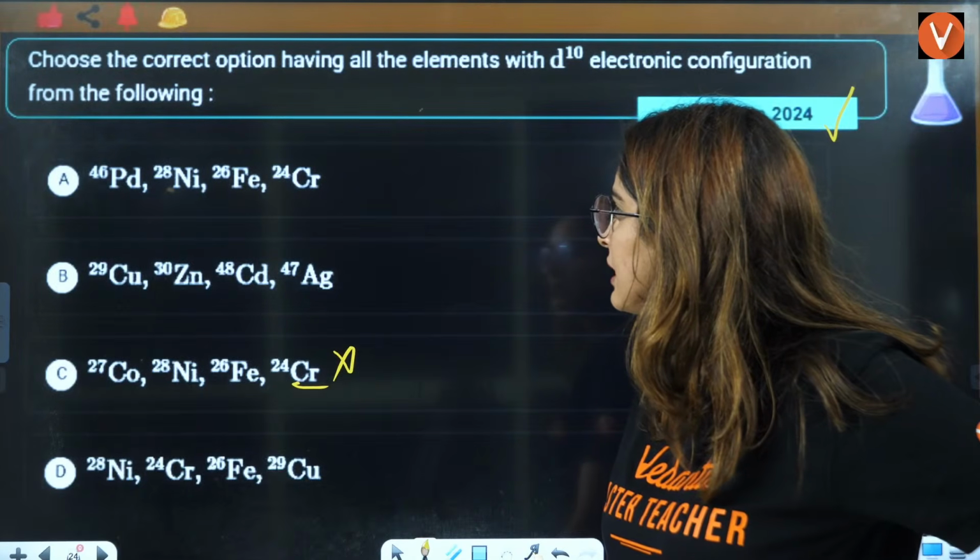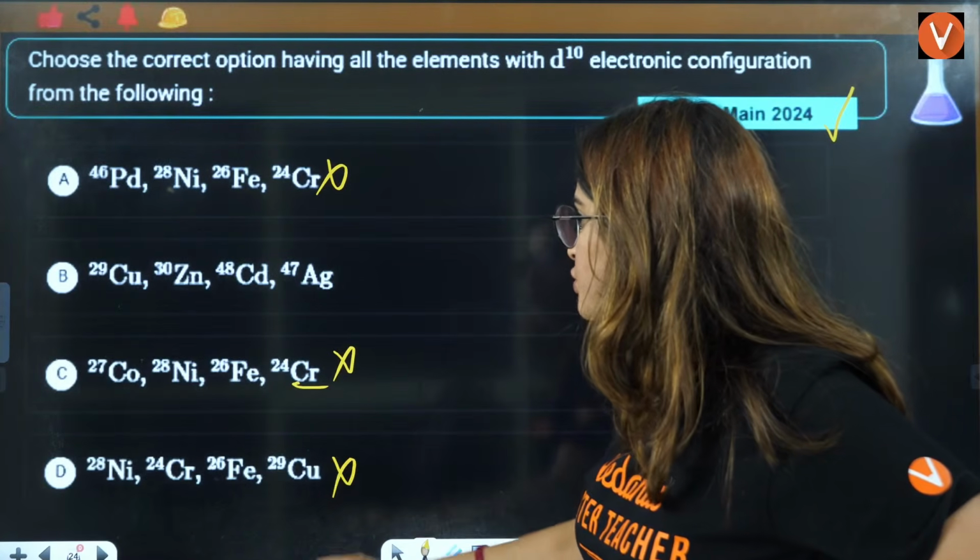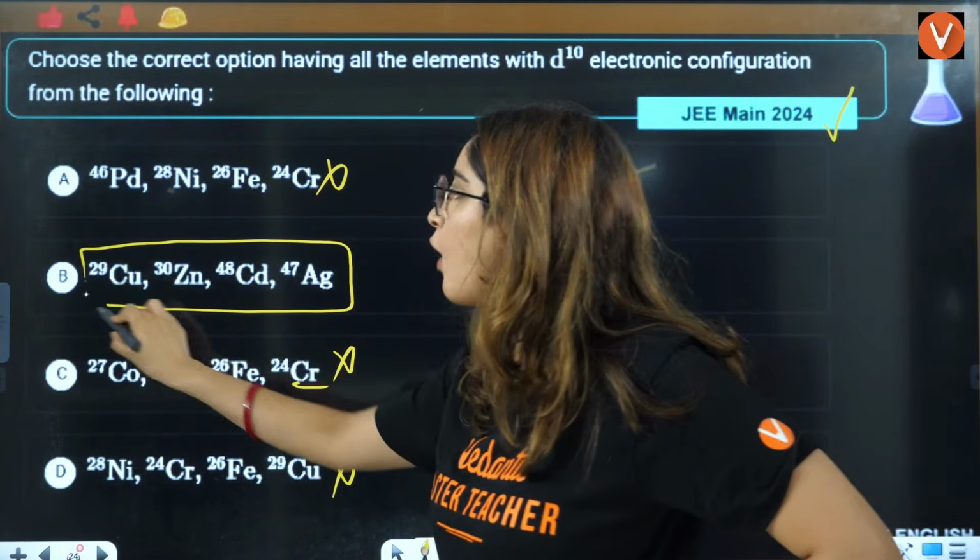Okay. This is also ruled out. This is also ruled out. So can I say this is the answer? How are these ruled out?